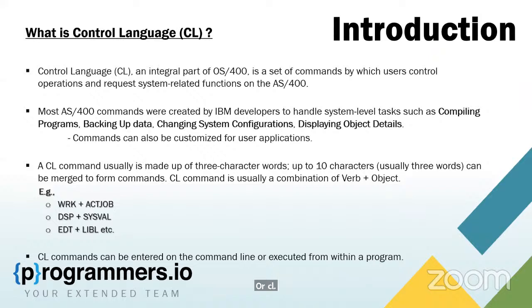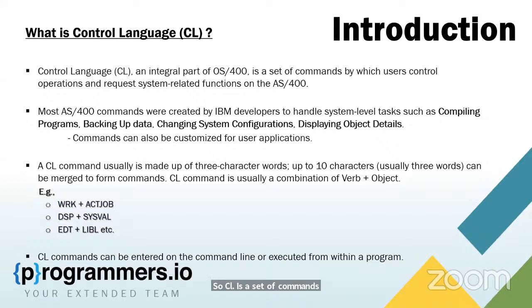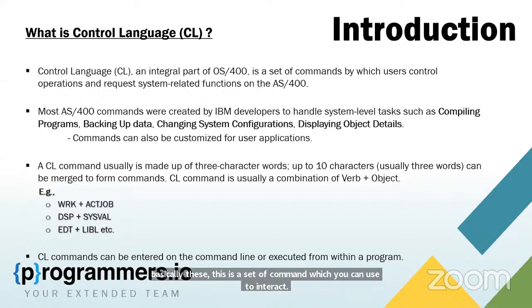Control language is an integral part of OS 400, which, as you might already know, is the operating system of AS 400. CL is a set of commands used by users to control operations and request system related functions on the AS400. Basically, this is a set of commands which you can use to interact or communicate with the operating system of AS400.